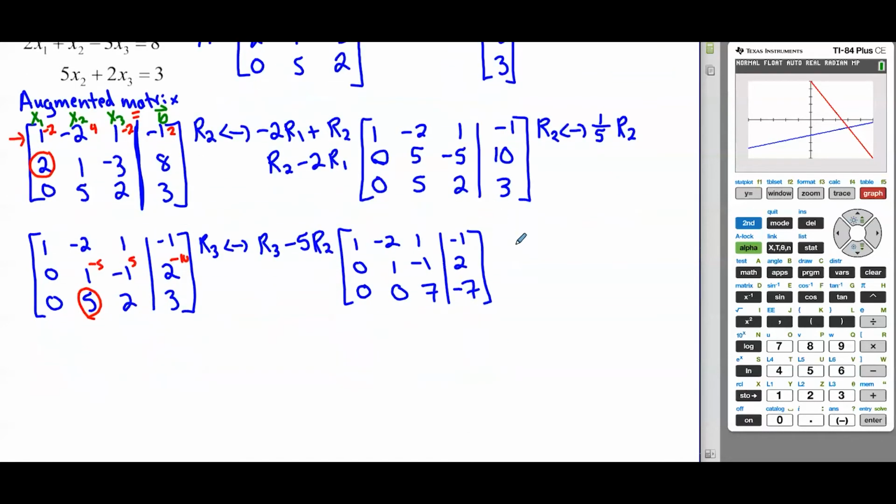So if you remember what we did last time, we divided both sides by 7 here. So I'm going to replace row 3 with 1/7 row 3.